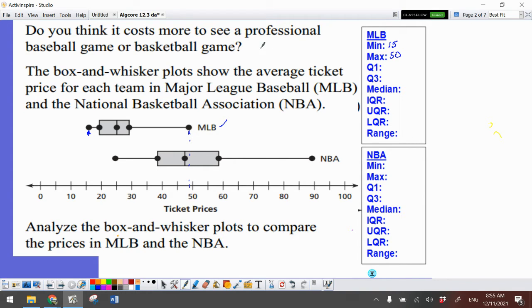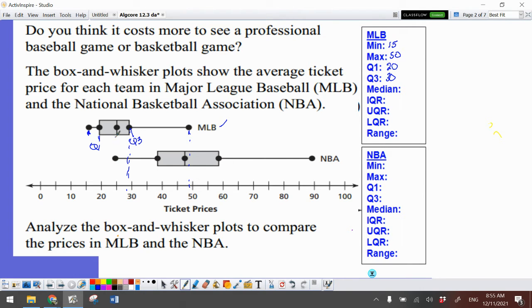Q1 is the first box, first dot on the box, left side of the box. So Q1 is right here. So Q1 value, that's going to be a 20. Q3, that is the right side of the box. So here is Q3. Q3 looks like it's going to run pretty close to 30. So we'll call that a 30.